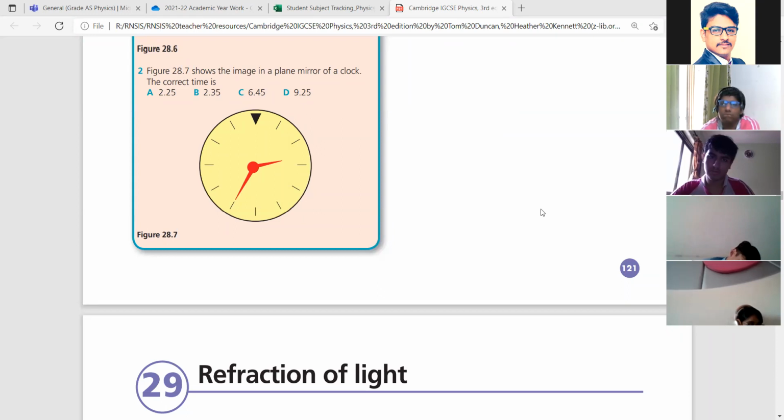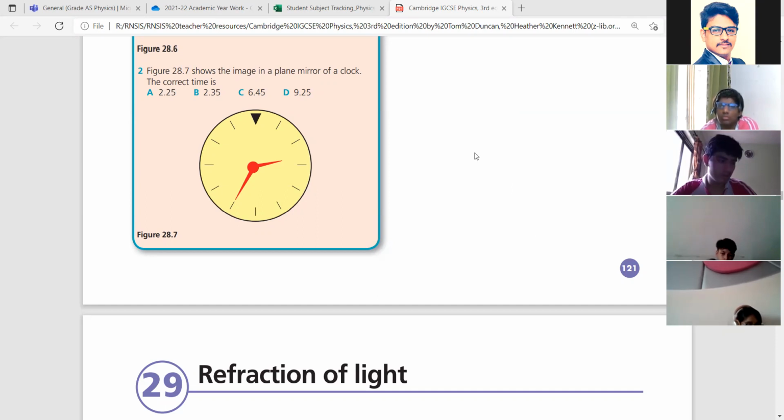Talking about refraction, the light will try to go from one medium to another medium. The angle of incidence and angle of refraction may or may not be the same. When light passes from one medium to another medium, its speed might change. It is because of the change of speed that the light bends.